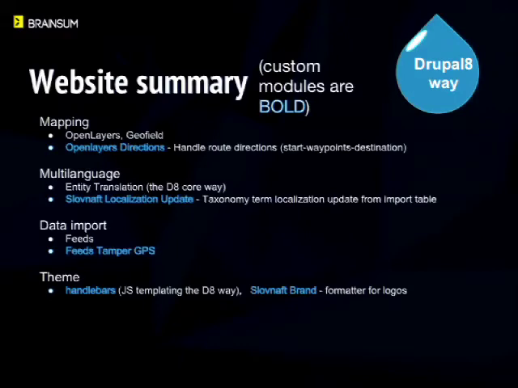At the theme layer, we used a very nice JavaScript templating library. It's Handlebars. It's a very nice way to separate HTML from JavaScript when you write a lot of JavaScript code. It's also supported by Drupal 8, and it works together with Backbone JS. So it's a really modern and very clean approach to separate the presentation layer in JavaScript. We just wrote a simple integration module for this JavaScript library. And after that, we had to write a formatter for the custom brands of this oil company too.